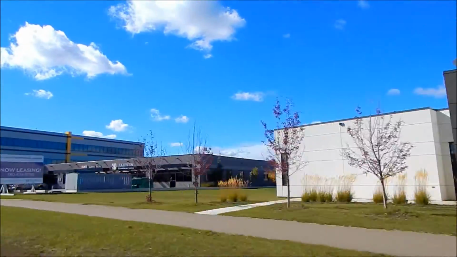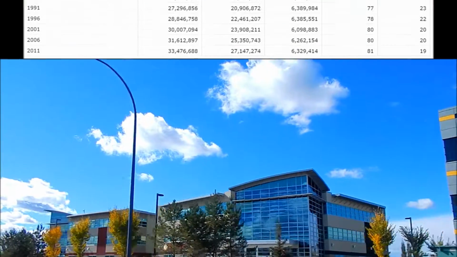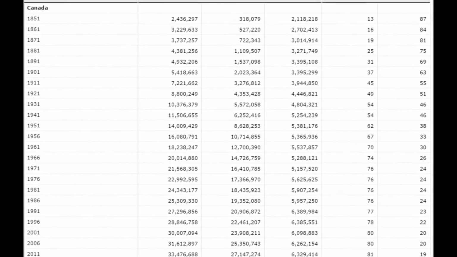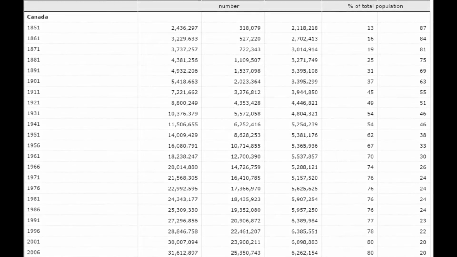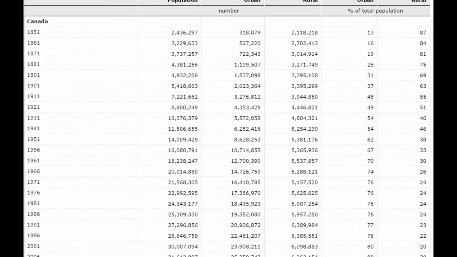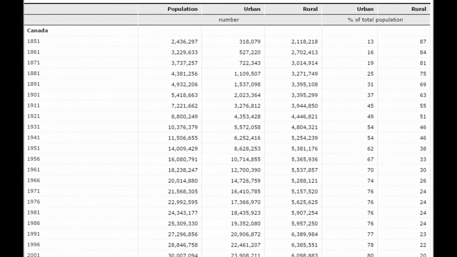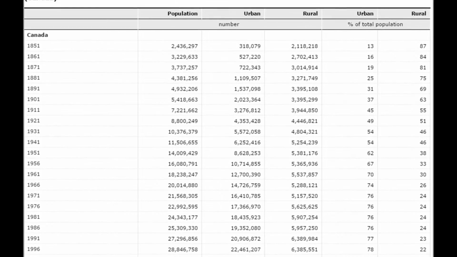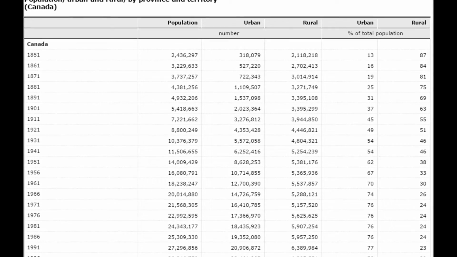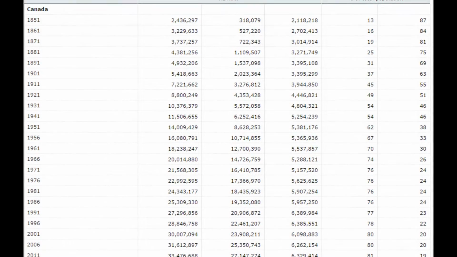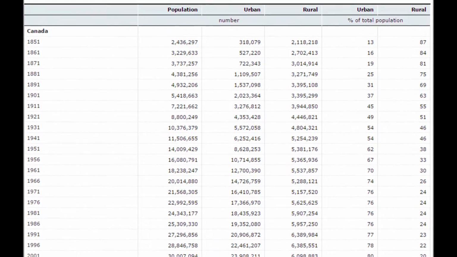Canada's population has been shifting from a more rural-centered population to a more urban-centered population over the past few hundred years. As this table from Stats Canada shows, in 1851, Canada had a population just shy of 2.5 million people. At the time, approximately 13% of those people lived in urban areas, and 87% of them lived in rural areas. More recently, Canada's population has grown to almost 33.5 million in 2011, with 81% of people choosing to live in an urban setting, and 19% of people in rural communities.